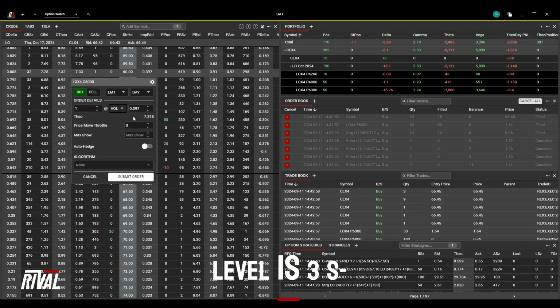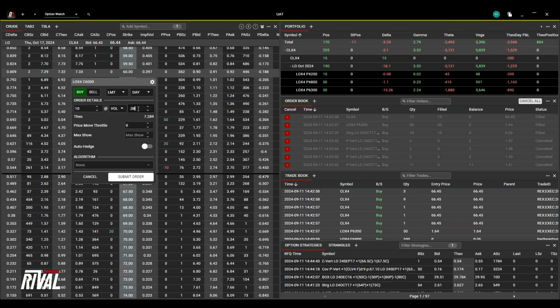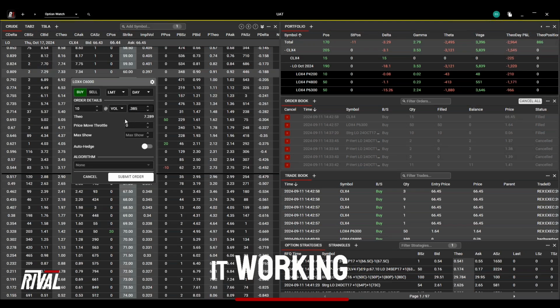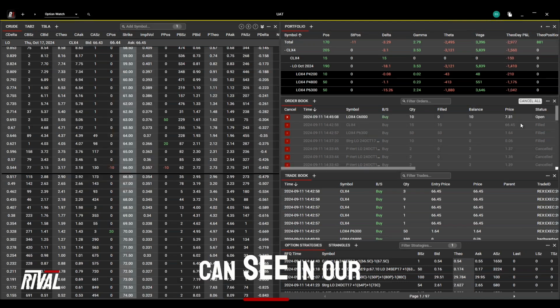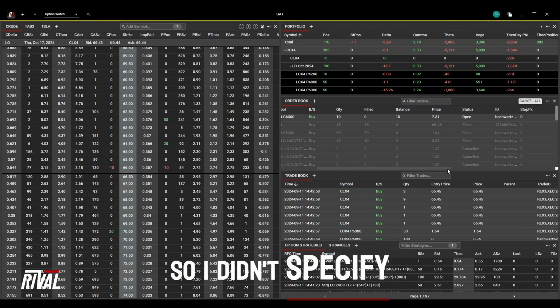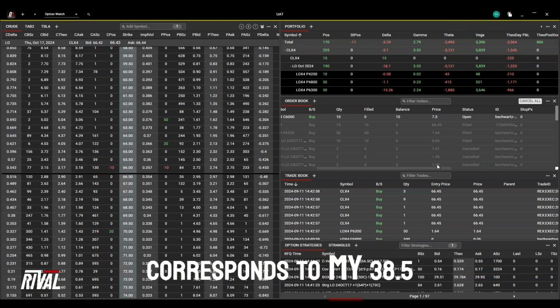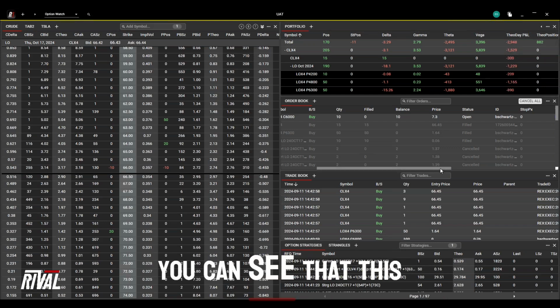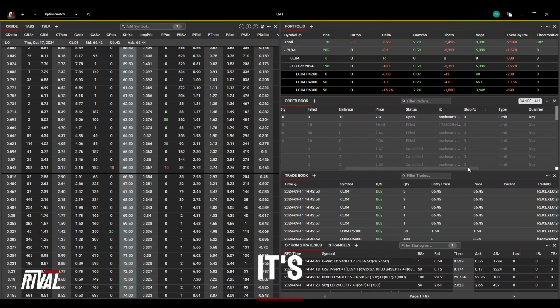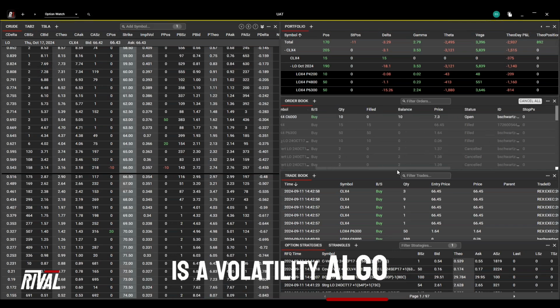So the current vol level is 39.7. Let's buy a 10 lot of these and let's trade it at a 38.5 vol so we can see it working. I'm going to submit a 10 lot as a vol order. We can see in our order book that this is working at a price of 731. So I didn't specify that 731 price, but the volatility level that corresponds to my 38.5 vol is 731. Now you can see that this order is adjusting. It's moving, and that's because the underlying is moving. So we see that my algo attached here is a volatility algo.